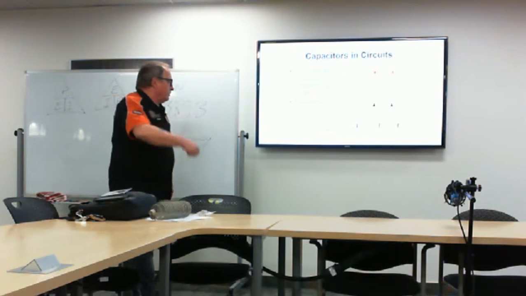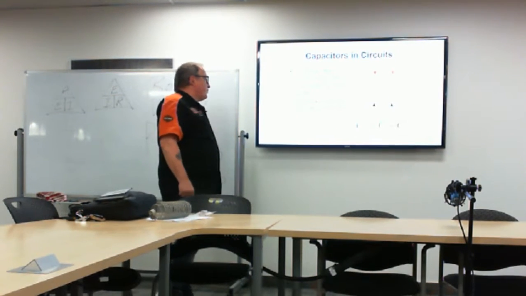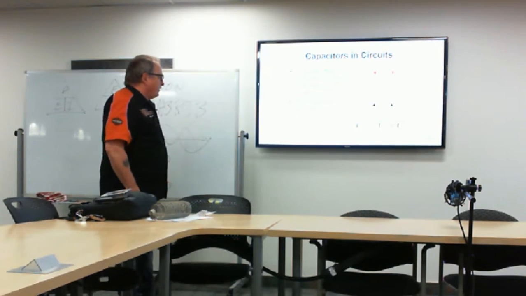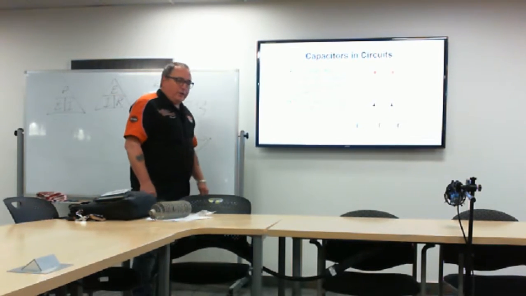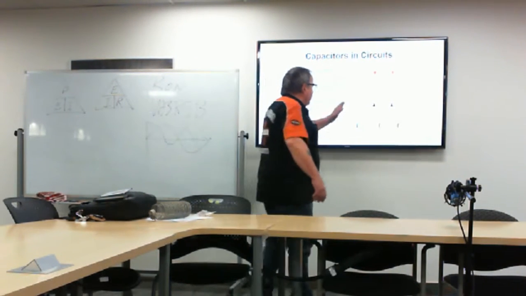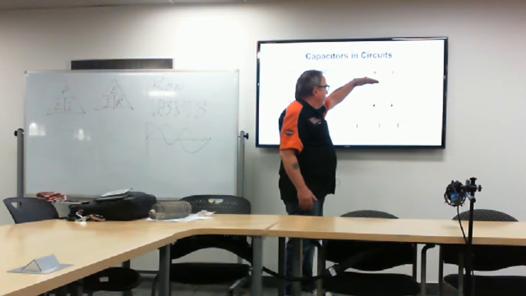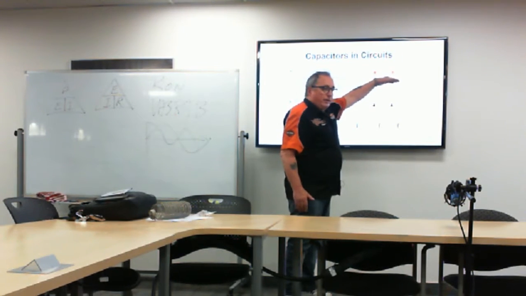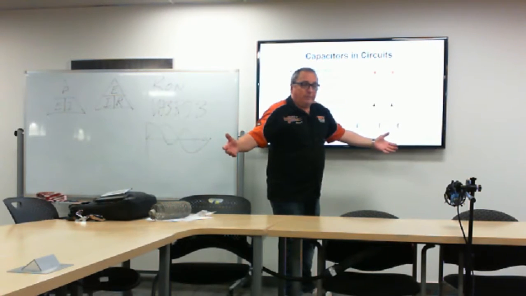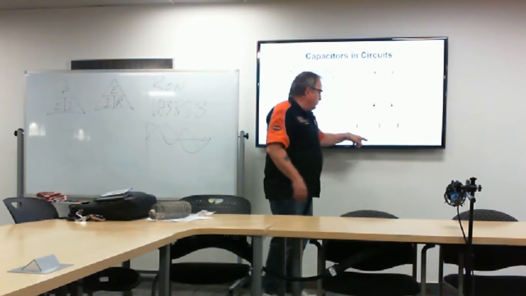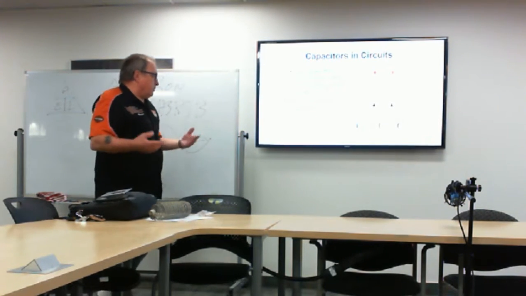Okay, next one. In parallel, the surface area of the plates adds up to be greater. This makes the total capacitance higher. And this makes sense. When you're in parallel, I can store electricity here, and I can store electricity here. So double the electricity, right, if they're the same size. So you just add them together. It's the complete opposite of resistors and inductors. That's basically what you need to remember.